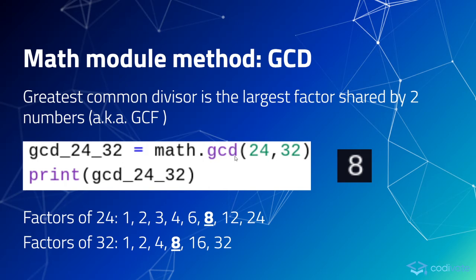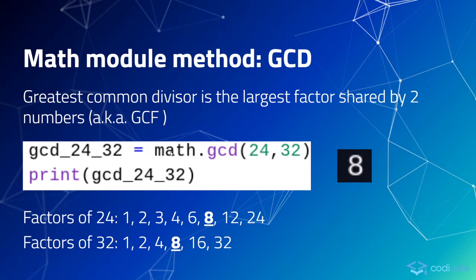math.gcd, all lowercase, and then inside the parentheses, this time I have to put in 2 parameters because you can find the greatest common divisor of 2 numbers. So I put in the 2 numbers I want to find the greatest common divisor of, 24 and 32. After this method call returns a value, it will be stored to this variable. Once that variable is printed, we see this output of 8.